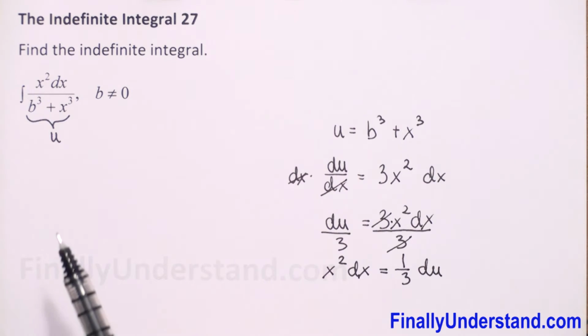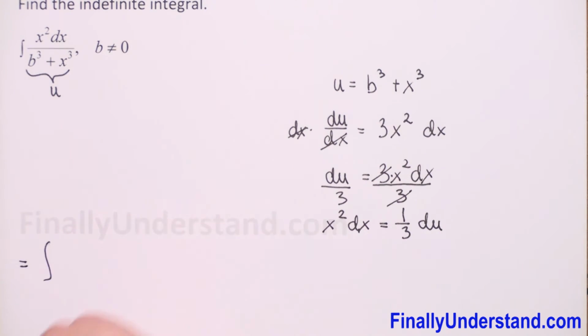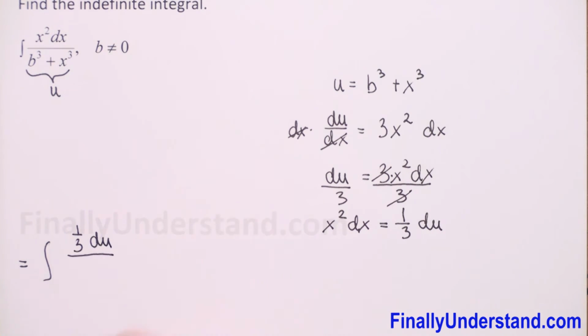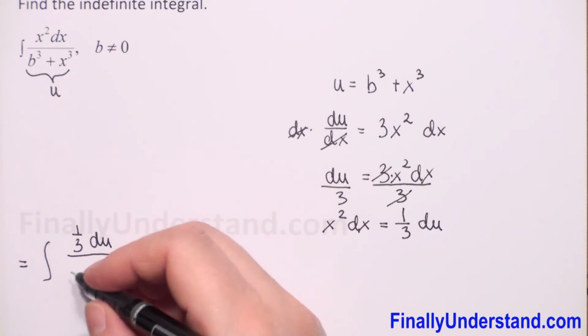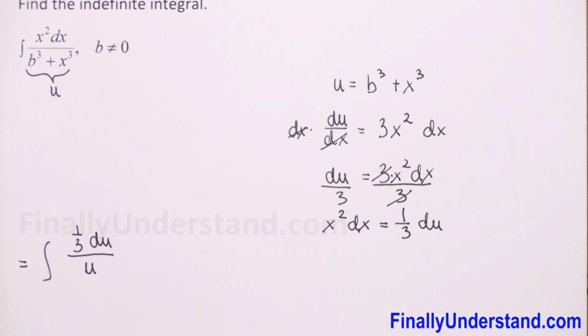Now we can come back to our integral, and this is equal to the integral of, in the numerator we will substitute x squared dx by 1/3 du, and the denominator is our u. We integrate with respect to u. Notice that we do not mix x and u in one expression. We have now only an expression with u.